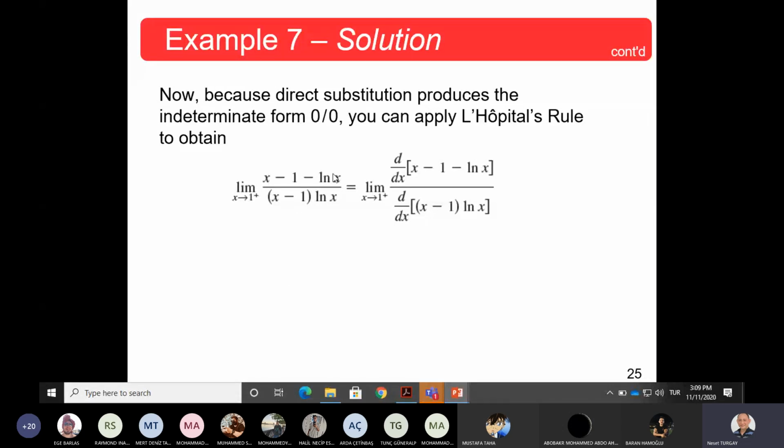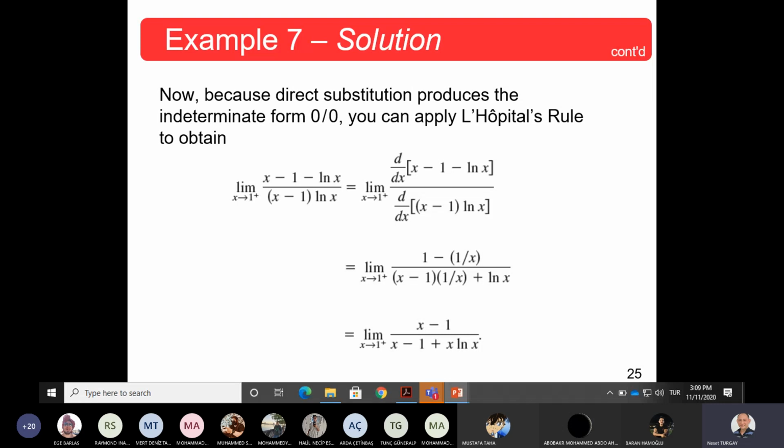So the derivative of this numerator, we are taking now: this is 1 over x, and this is from the product rule. You get this one, x minus 1 times 1 over x plus ln x.